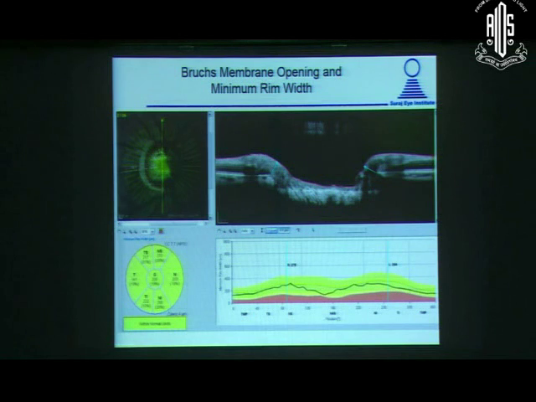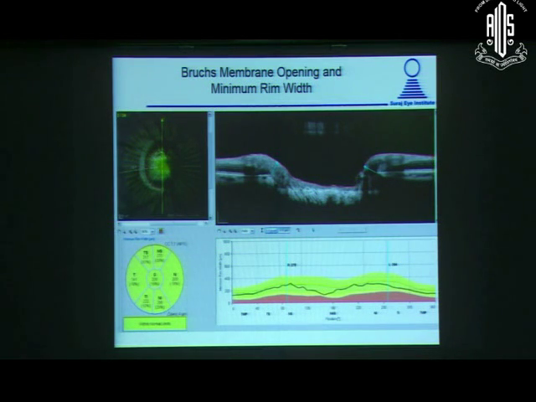There is something else also that we need to learn about, and that's the Bruch's membrane opening and the minimum rim width. This is a software that identifies the Bruch's membrane, creates a circle, puts the circle on the optic disc, and then divides the optic disc into several segments. It takes each segment and measures from the Bruch's membrane opening, the tip of the Bruch's membrane, the smallest distance to the surface of what we call the neuroretinal rim. So that's the minimum rim width.